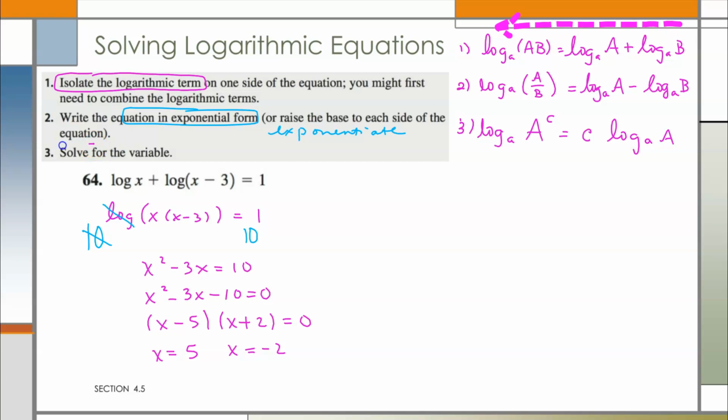Now, when we solve for our variable, we want to make sure to check our answers with the logarithms. The domain of a logarithm is from 0 to infinity. I can't plug in 0 into a logarithm, and we cannot plug negatives into a logarithm. So that means for our solution, we can't have that negative 2. That's called an extraneous solution. The only solution that we can have is x equals 5.